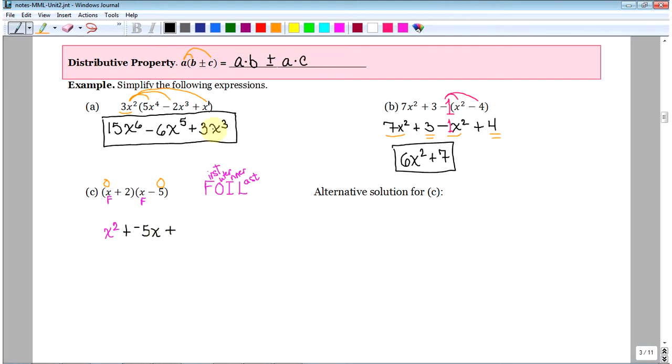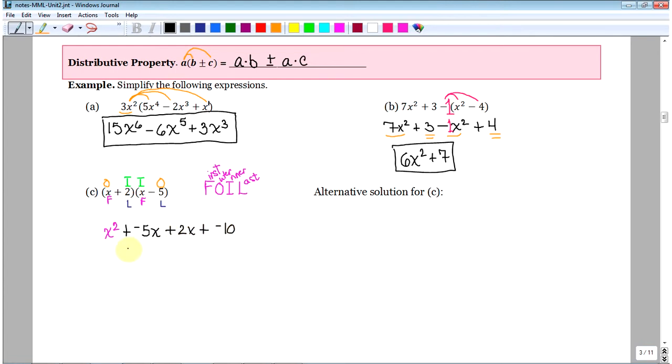Okay, plus, now we need to deal with the inner terms. So 2 and x, notice how those are on the inside of our two sets of parentheses. So those are the inner terms. 2 times x is 2x. And then our last terms, 2 is the last one in our first set of parentheses, and 5 is the last one in our last set of parentheses, plus. So 2 times -5 is -10.